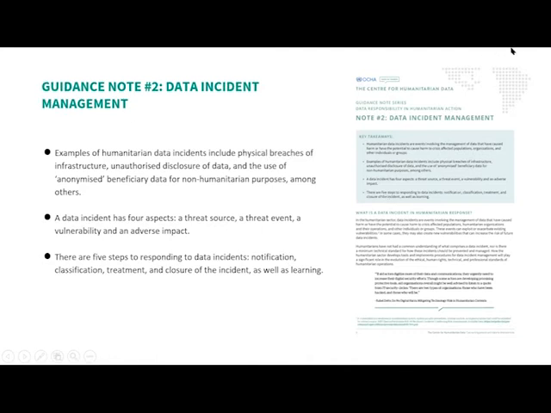So the second note relates to something else I mentioned before, which is data incident management. So how to set up the right procedures and protocols for if something goes wrong. And next slide, please. I know I'm running over time a little bit.